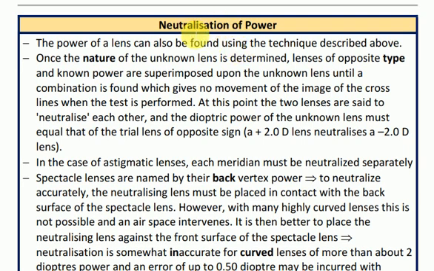Now, neutralization of power. The power of a lens can also be found using the technique we already discussed. How? First of all, the nature of the unknown lens is determined. Then lenses of the opposite type and known power are superimposed upon the unknown lens until a combination is found which gives no movement of the images of the cross lines when the test is performed. At this moment, the two lenses are said to neutralize each other. Then the dioptric power of the unknown lens must equal that of the trial lens of opposite sign. For example, a +2 diopter lens neutralizes a -2 diopter lens.